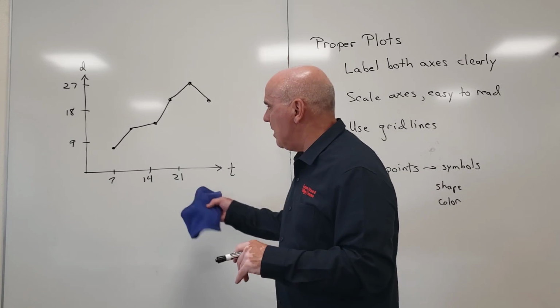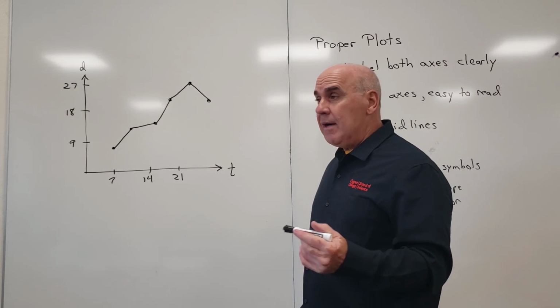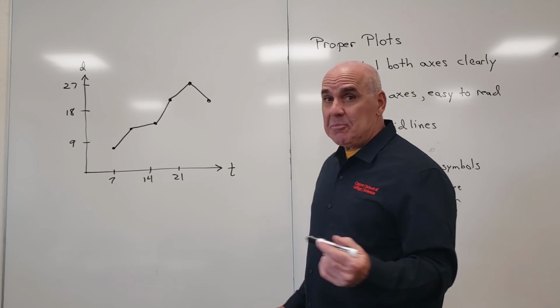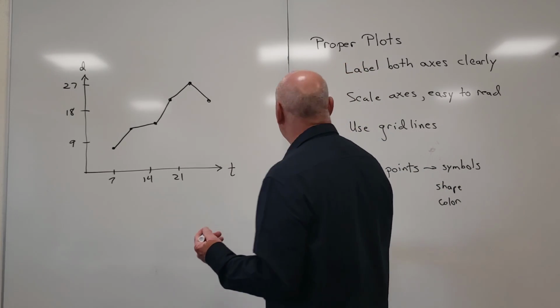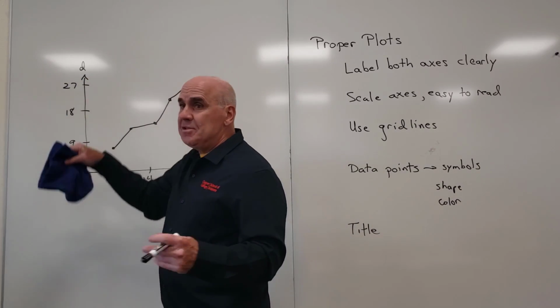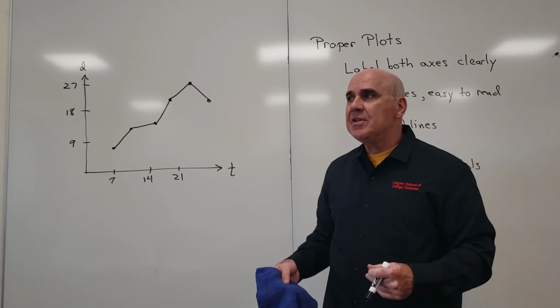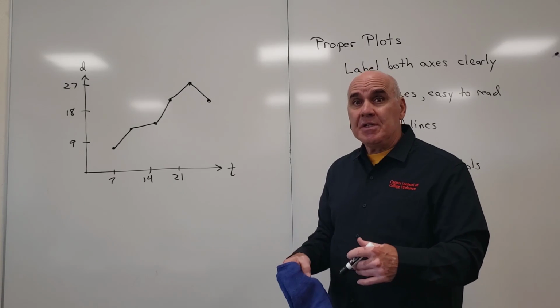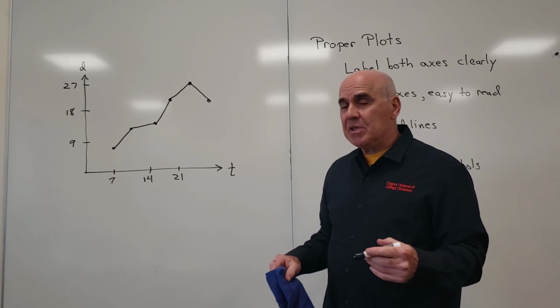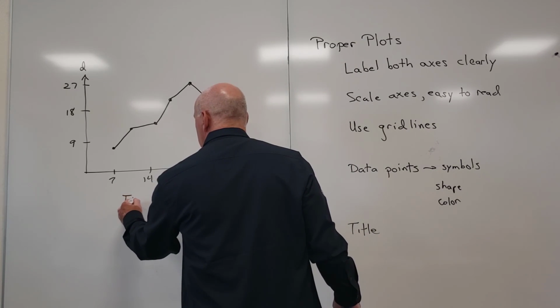So here's just an example of a not very well done graph, right? So this is maybe not a proper plot. So we'll start off by labeling the axes clearly. T and D, since we've been working with the free fall object, that's pretty clear to you what that is. But if you were new coming into this project, you might not know what those stand for. And so we'll go ahead and label this time.